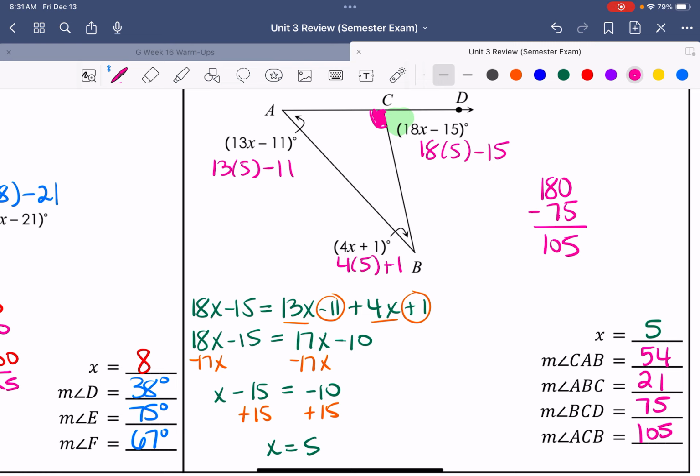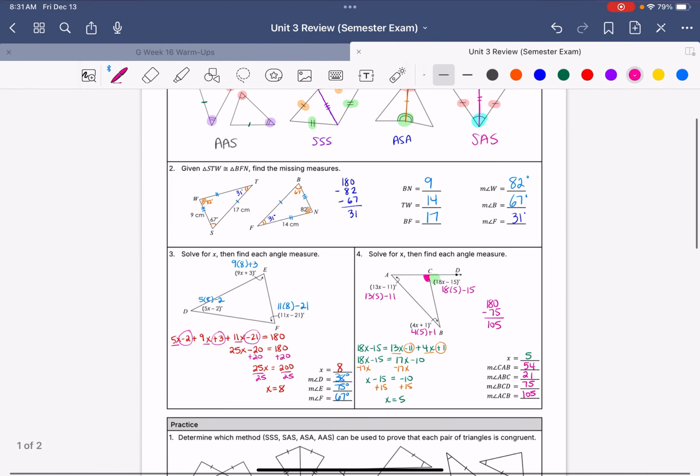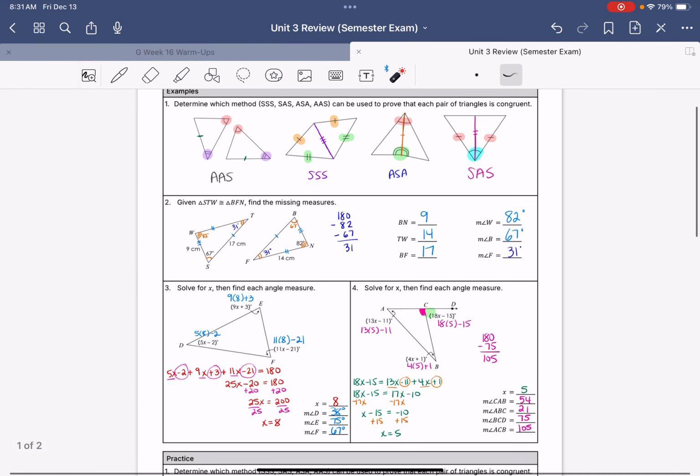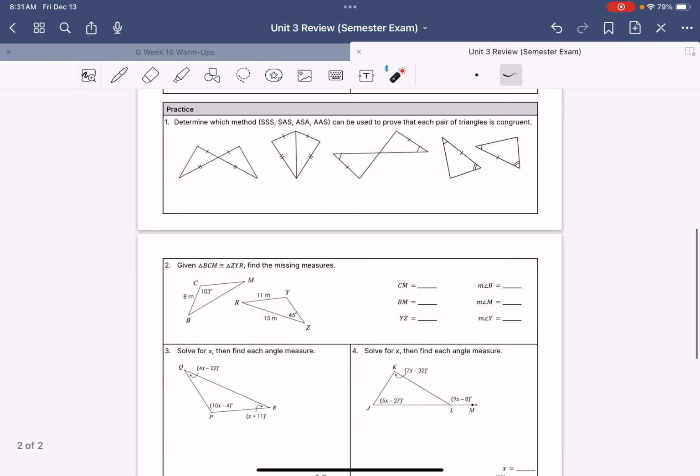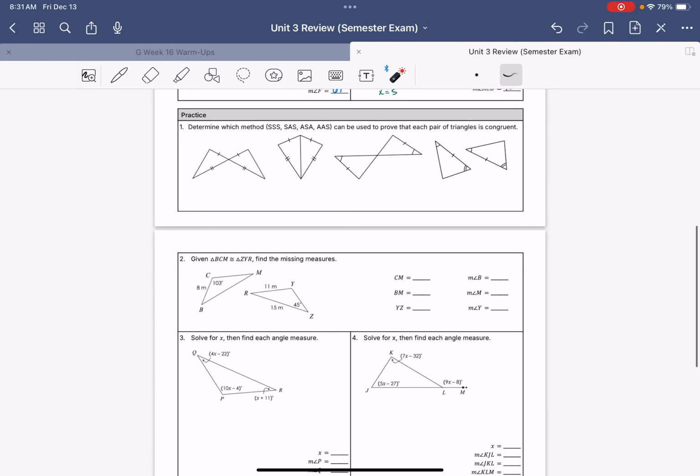Okay, that's it for Unit 3. And just like the other units, this part is for your review, and you're going to be able to use this on the semester exam. This, starting from here, this is practice. You don't have to do it for a grade, but if you want extra credit, there is an assignment in Schoology with these 4 problems in it.